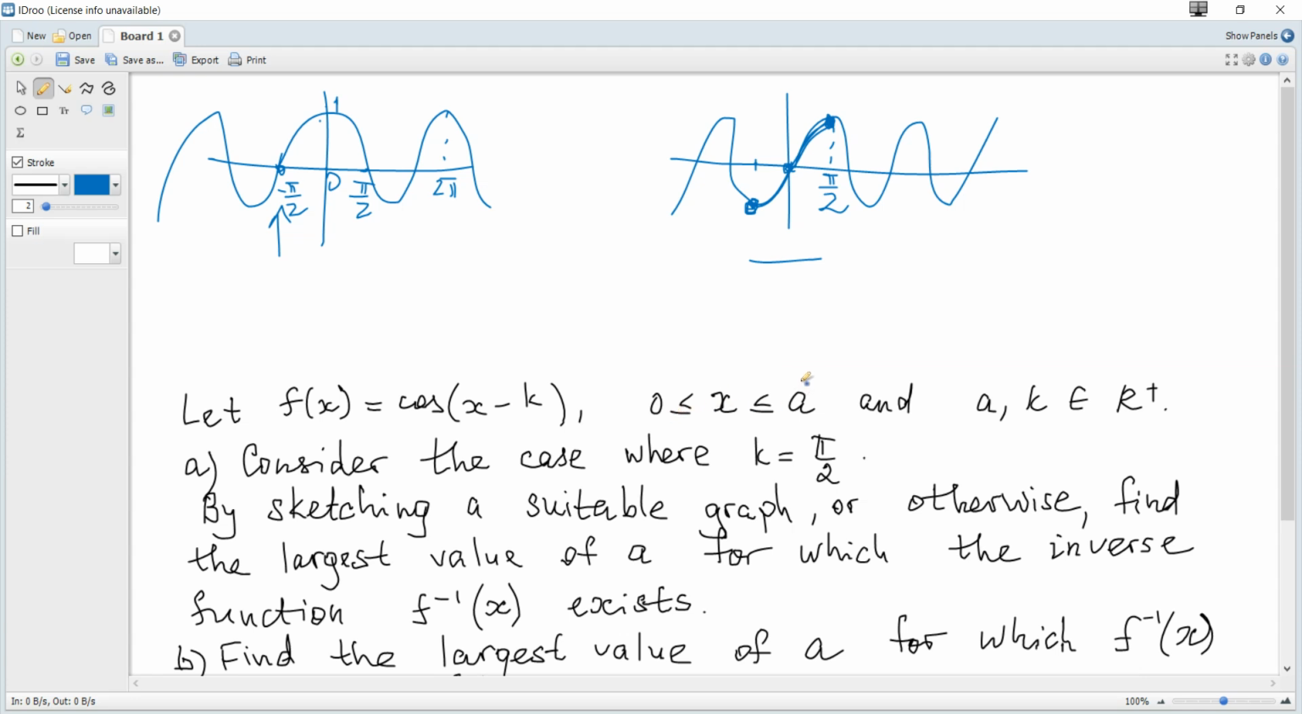But here it is given that x is greater than or equal to 0 and less than or equal to a, so we should consider only the region greater than 0. So only this region, and we should consider x from 0 up to this turning point, which is pi over 2. So a is pi over 2.